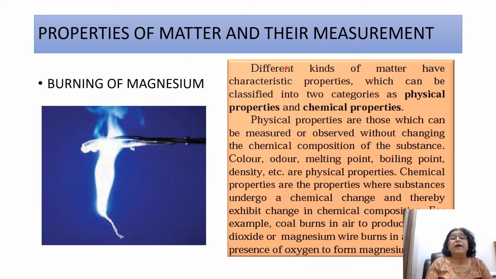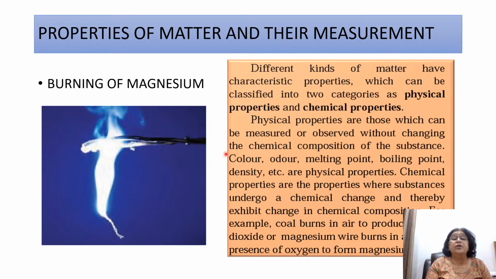Now, properties of matter and their measurement. So if you are given some substance and you have to identify it, to identify a substance, you need the properties of that substance. What do you mean by the properties? They are characteristics. Every substance has some characteristic properties. The two types of characteristic properties are the physical properties and the chemical properties. Physical properties are those which can be measured or observed without changing the composition.